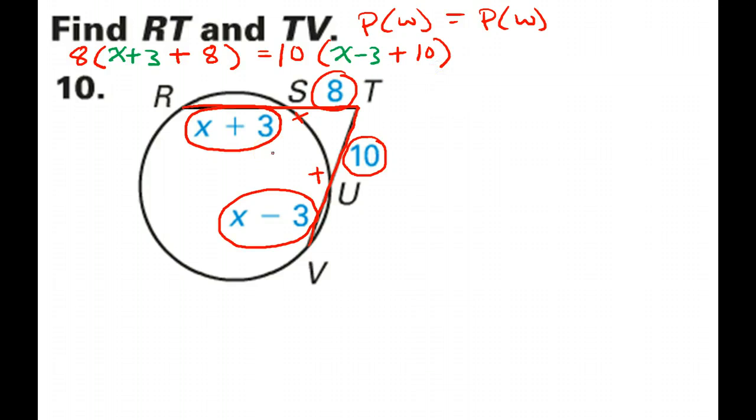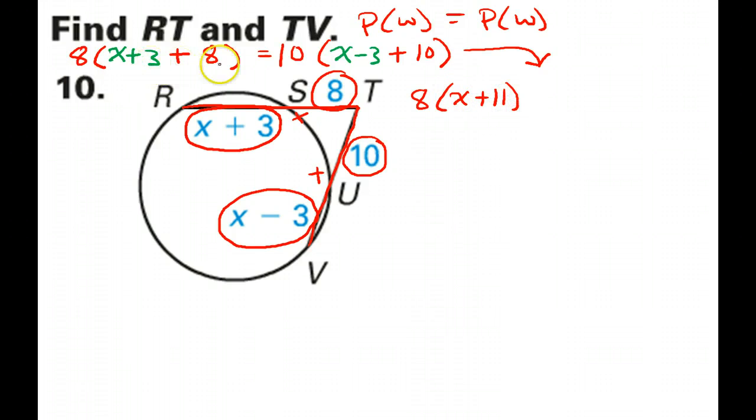Okay, so that is what we have so far. Now, let's simplify this. It's really not too bad. Like terms we have in here: 3 plus 8, that's 11. So let's go ahead and do that. So this is going to give us 8, all right, times x plus 11.